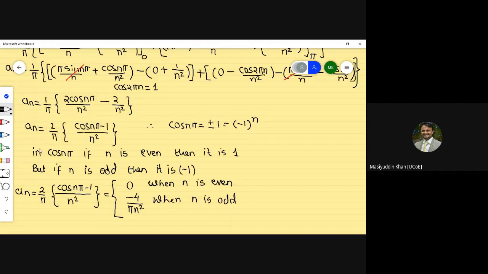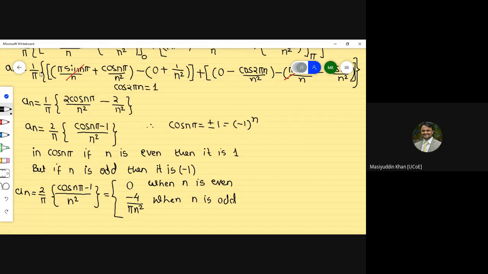So this statement, you can write it if you want, or not, but we have to show this. So when n is even, a_n will become 0, and when n is odd, you will get minus 4 by pi n square. So what value of a_n are we getting? 0 and minus 4 upon pi n square.